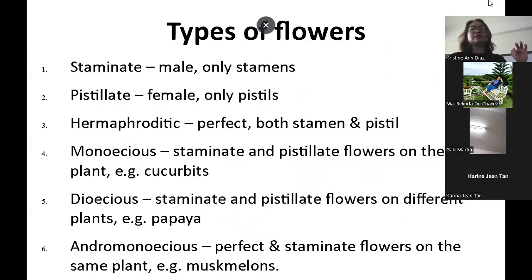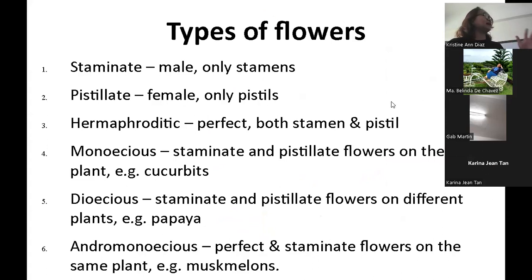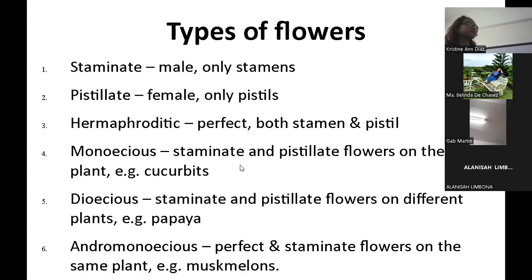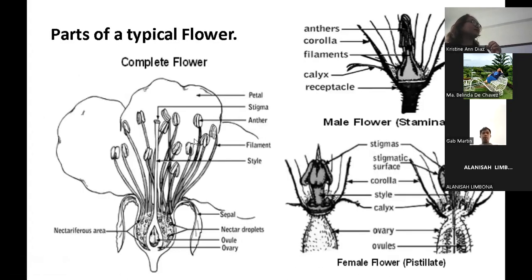So there are actually a lot of types of flowers. We have staminate, male only. Pistillate, female only. Hermaphroditic, which is both male and female. Monoecious, like in cucurbits, has separate male and female flowers in one plant. And dioecious, different plants, male or female. Andromonoecious has perfect flowers and also staminate or male flowers, like the muskmelon. So these are the complete flower, the male flower, and the female flower.